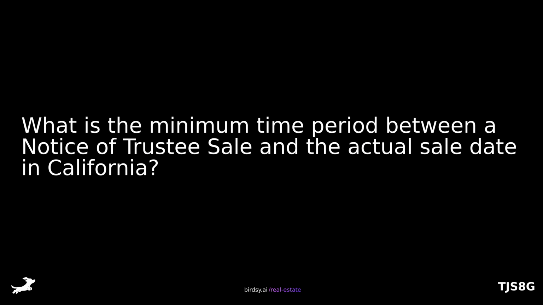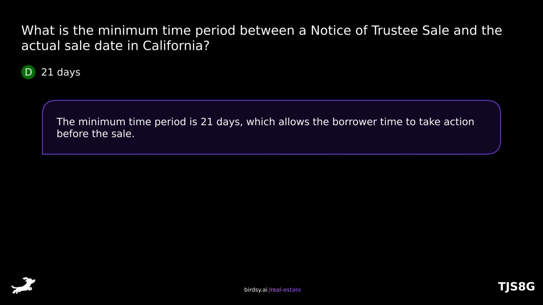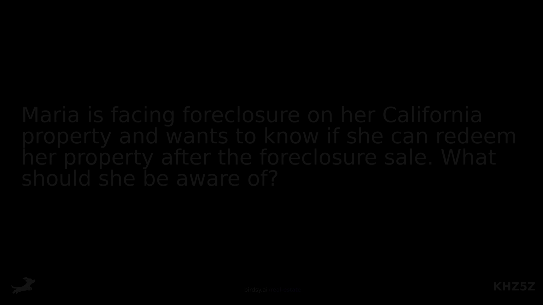What is the minimum time period between a notice of trustee sale and the actual sale date in California? Is it A, 7 days? B, 14 days? C, 30 days? Or D, 21 days? The answer is D, 21 days. The minimum time period is 21 days, which allows the borrower time to take action before the sale.